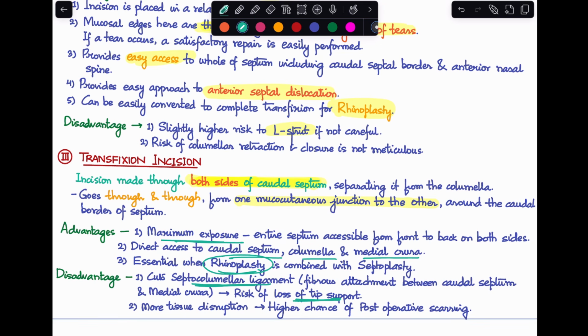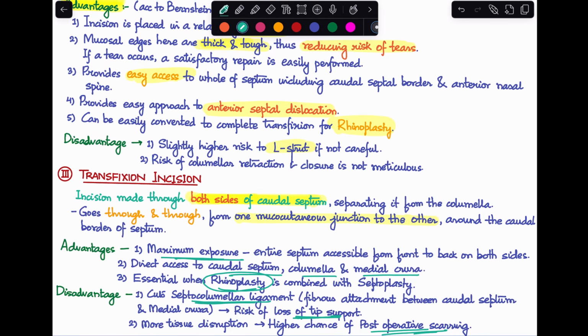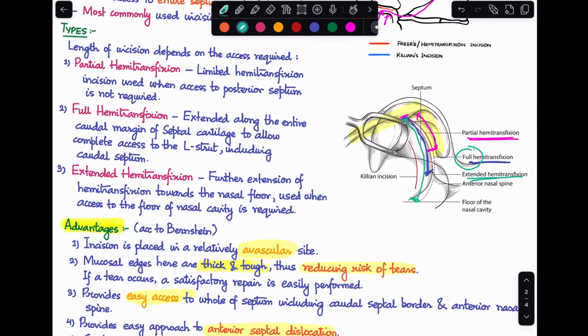And the second is a transfixion incision also has way more tissue disruption than the other ones. Therefore, they have a higher chance of post-operative scarring. So that is why transfixion incision is not the commonly used one. If you are thinking of performing a rhinoplasty along with the septoplasty, in that case, this incision becomes the incision of choice over here. But otherwise, Freer's incision is the most common septoplasty incision used in today's time.